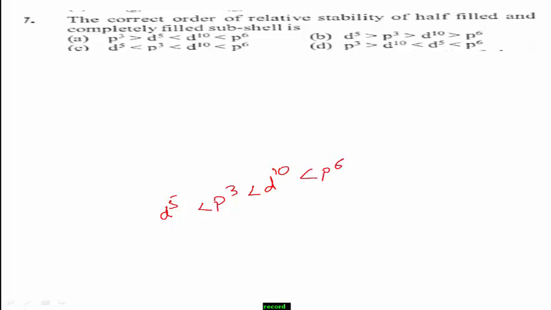Remember one theoretical concept: filled p orbitals are more stable than filled d orbitals, meaning p6 is more stable than d10. Similarly, a half filled p orbital is more stable than half filled d orbitals, written as p3 greater than d5. Hence the correct order is d5 less than p3 less than d10 less than p6, or in reverse order, p6 greater than d10 greater than p3 greater than d5. Which one is the right answer, students? Option C is the right one.